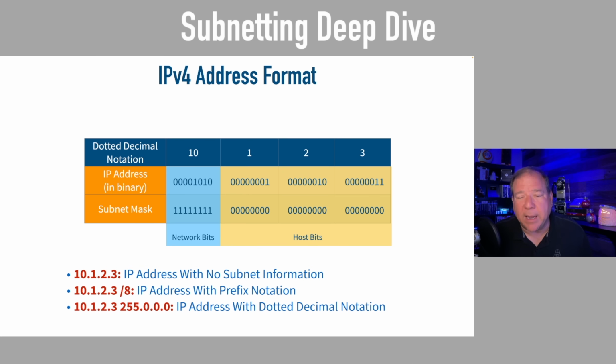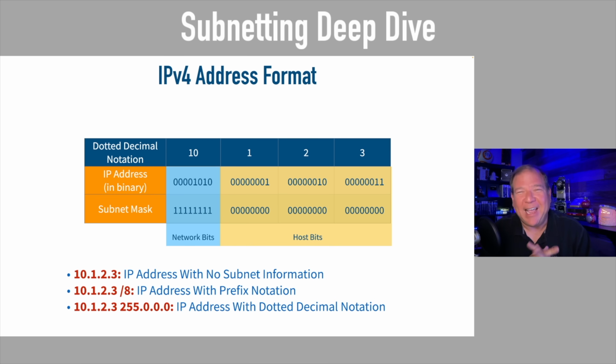Another way to write that is to put our subnet mask in dotted decimal. This is very common. You have to use this syntax a lot of times in Cisco IOS when you're doing your configurations. Well, you could say it's 10.1.2.3 and the subnet mask is 255.0.0.0. Because if you take 8, this is a big deal.